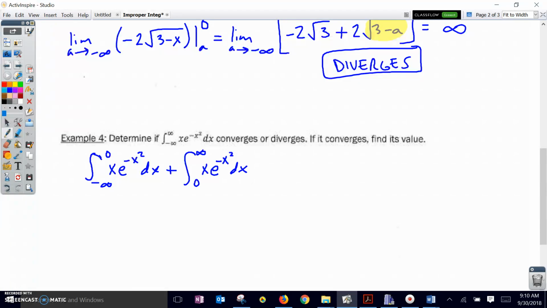And so we're going to make this the limit as a goes to negative infinity of the integral from a to 0. And if either one of these integrals diverges, then the whole thing diverges.